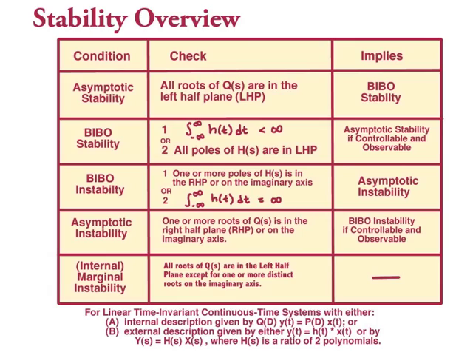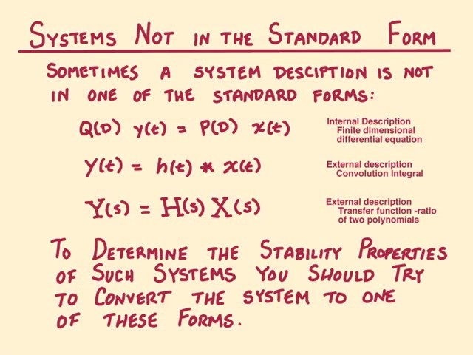Now let's turn to the second topic of this presentation, and that is systems that are not in standard form. How do we analyze their stability? So the motivation here is sometimes we get a system description that's not in one of the forms that's covered by the previous page. The system is linear, time invariant, and continuous time, but it cannot be written as q of D times y of t equals p of D times x of t, or y of t is h of t convolved with x of t, or the transfer function description y of s equals h of s times x of s. So we wish to find the stability of systems that are not in one of these forms.